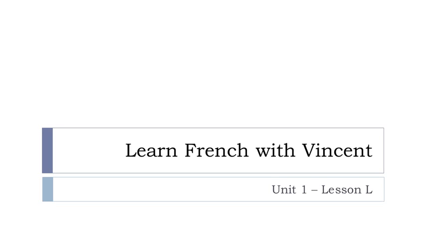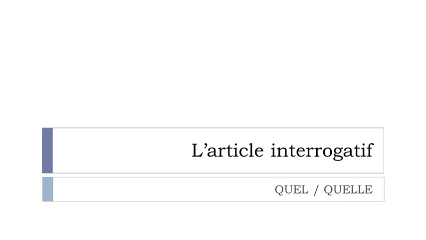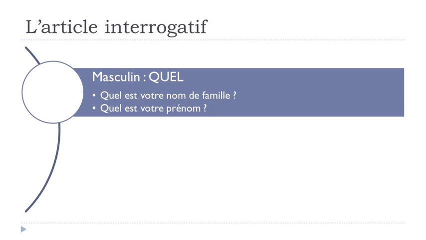This is Unité 1, leçon L. And in this lesson, we'll discover together l'article interrogatif. So it's really useful, and we'll see that now. So l'article interrogatif, here you get the masculine form, and it's quel. Quel means what. Okay, so that's what you'll use when you want to ask a question with what, okay?